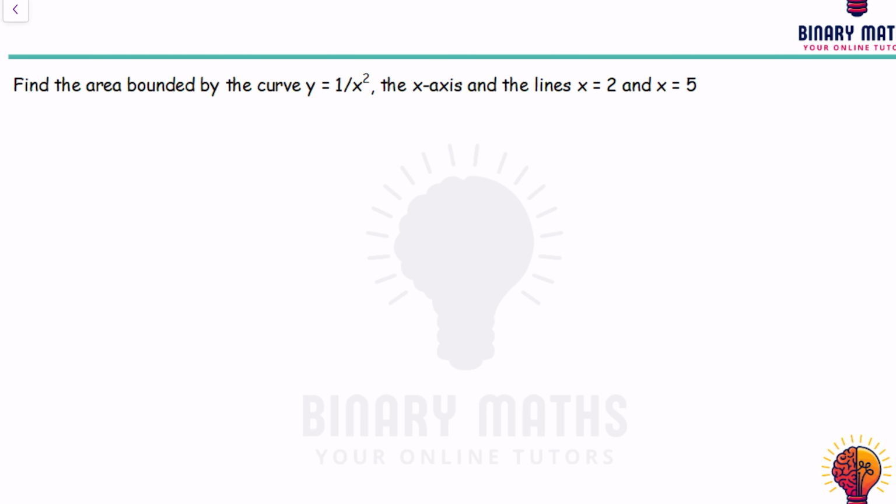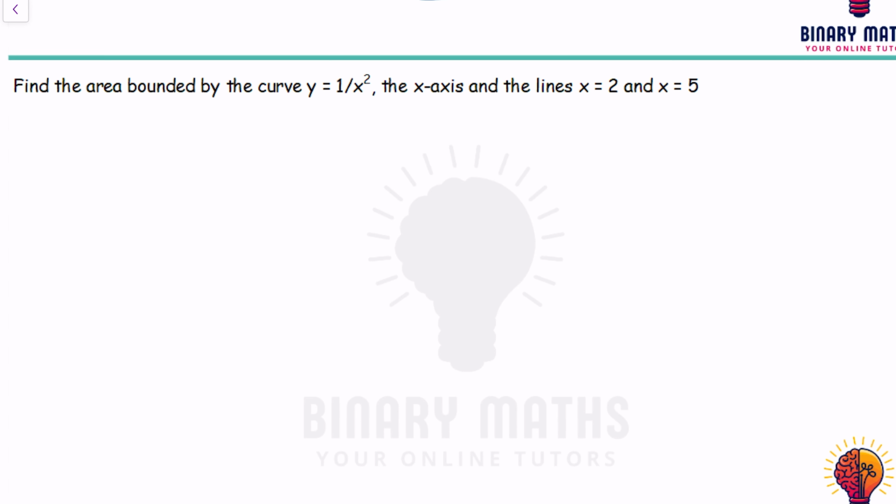Find the area bounded by the curve y equals 1 over x squared, and the x-axis and the lines x equals 2 and x equals 5. So if we're thinking about that, 1 over x squared looks like so. Y is equal to 1 over x squared. What you're trying to do is the x-axis, which is here, x equals 2 and x equals 5, and the curve. So you're trying to find this part here.